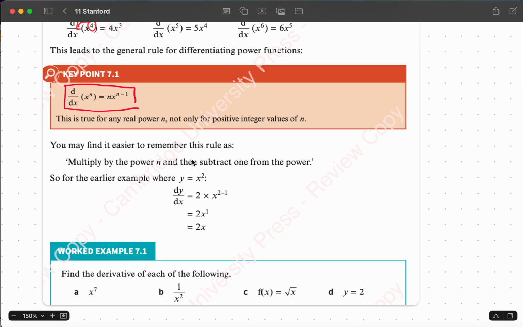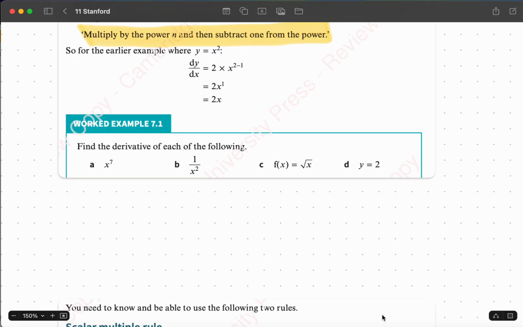This is for differentiation. So for the earlier example where y equals x squared, multiply by the power, because the power was 2, so 2 times x, and you minus 1 from the power, so you got 1. That's why the differentiation of x squared was 2x.